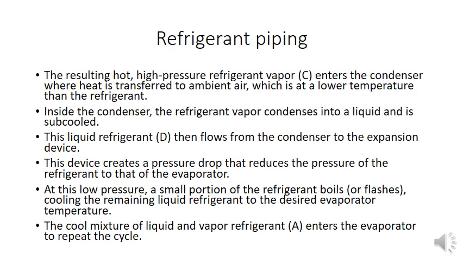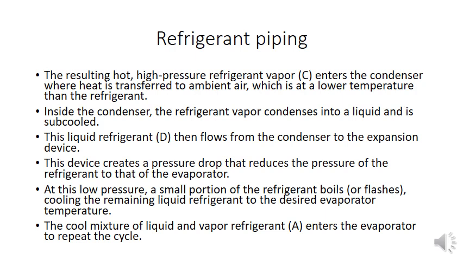Now the piping. The hot, high pressure refrigerant vapor enters the condenser, where heat is transferred to ambient air, which is at a lower temperature than the refrigerant. Then inside the condenser, the refrigerant vapor condenses into liquid and is subcooled. Similarly, the liquid refrigerant flows from the condenser to the expansion device.